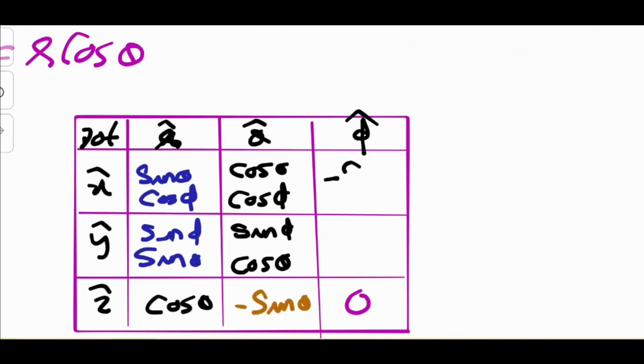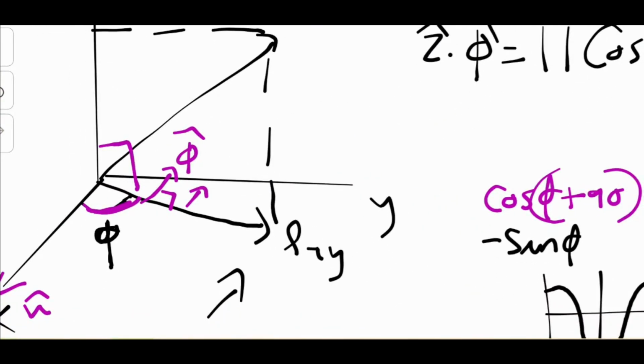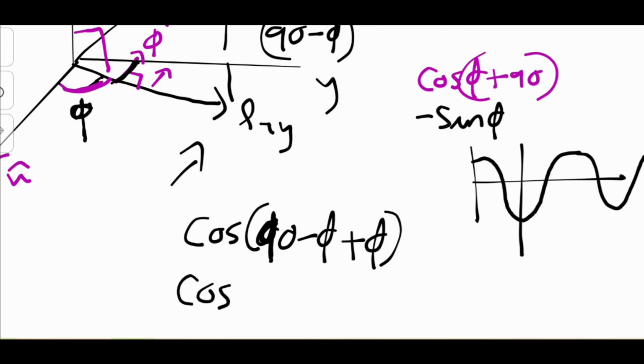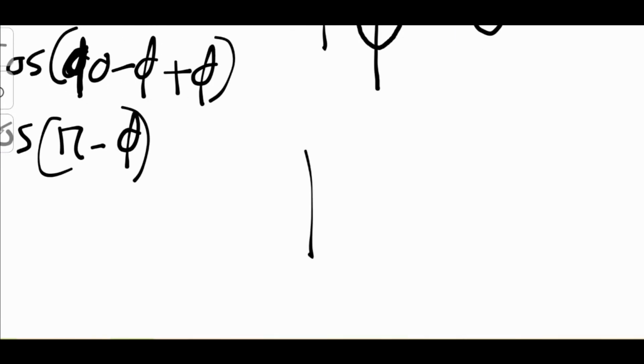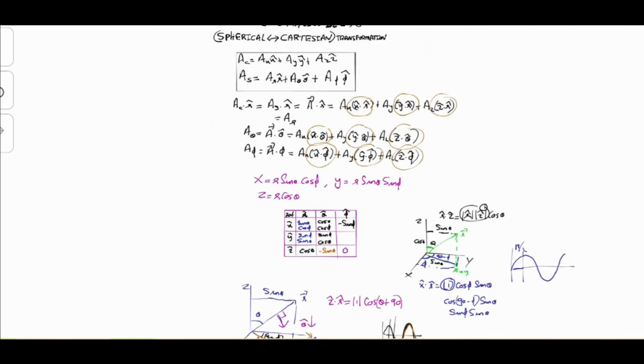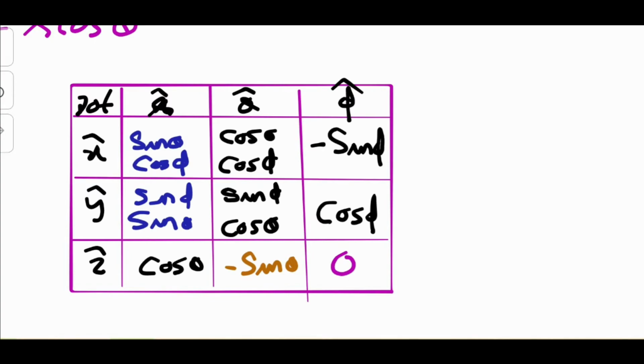So x cap dot phi cap is minus sine phi, and the other angle is 90 minus phi, the angle comparing to the y axis. So it is cos of phi minus 90. If you shift your cos function by pi, it becomes the same cos function itself. So it is cos phi. So y cap dot phi cap is just cos phi.